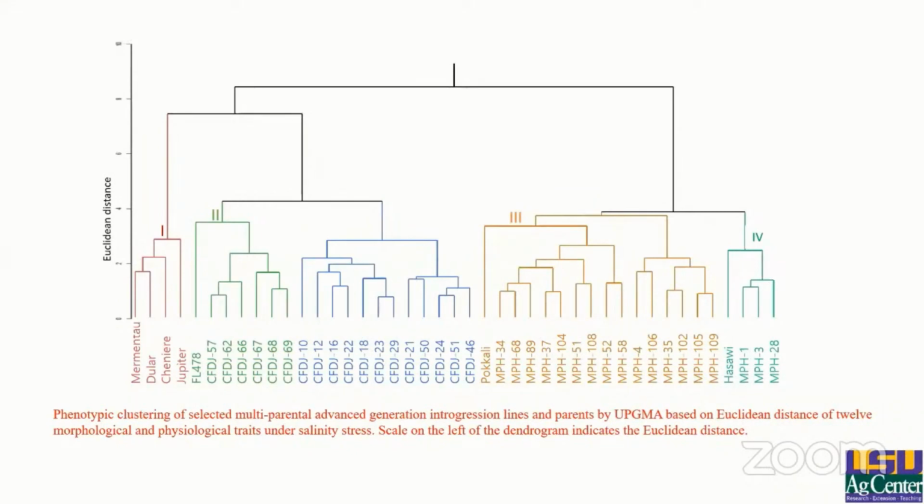And from the dendrogram also we can see the recurrent parents are clustered separately, whereas the selected breeding lines are clustered with the donor parents like Pokkali, Hasawi, and FL478.